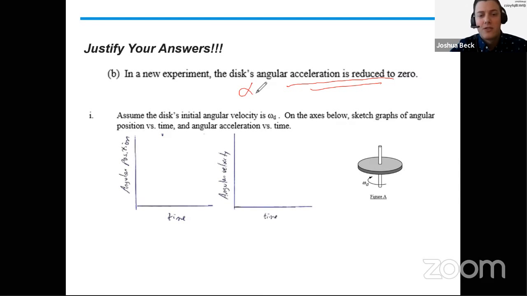So if we go to sketch a graph, I'm actually going to start with the velocity graph. We're told that this has an initial angular velocity of omega d. It's not a numerical value, but it is our starting point. It represents a numerical value.